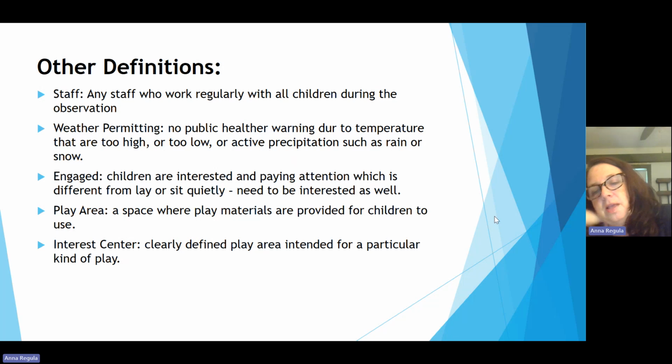It doesn't mean that they have an indoor playground, large gross motor area or whatever. An interest center is basically a clearly defined play area intended for a particular kind of play. So I'm thinking dramatic play, kitchen area, I've seen them describe home living, block area, etc. Okay. So those are the definitions they refer to.